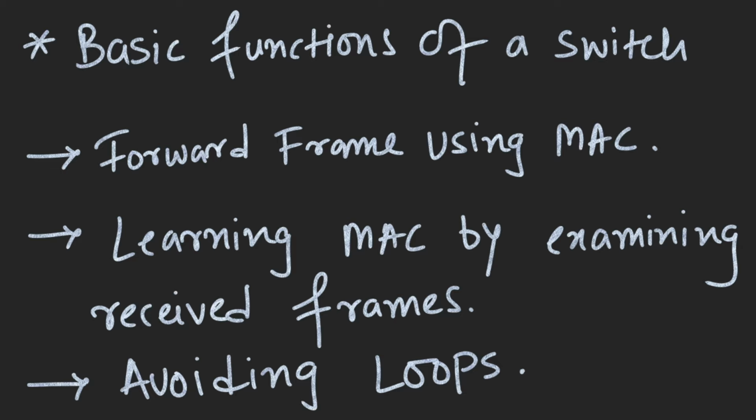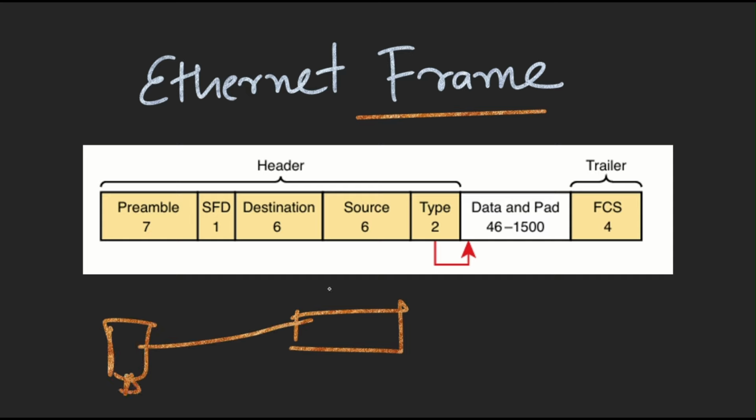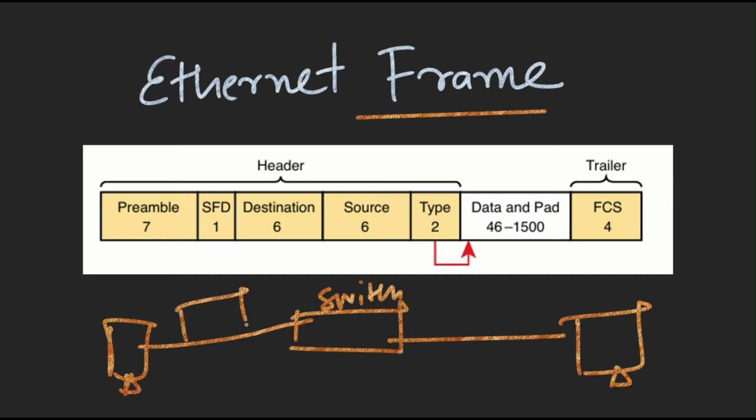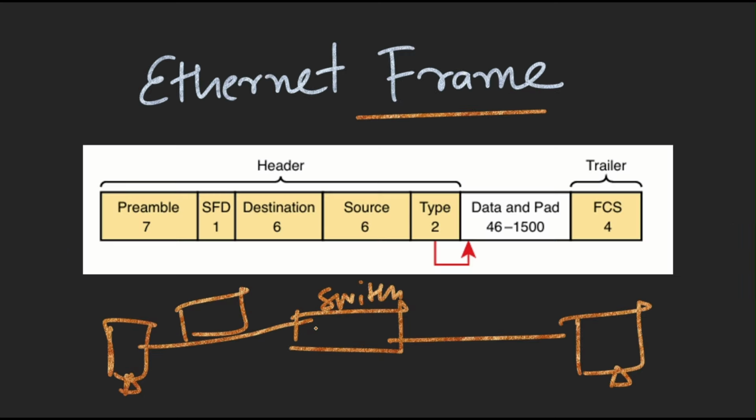Okay. Now the devices that are connected to a switch communicate using an Ethernet frame. So if a device is connected to this switch and the switch is again connected to some other device, if this guy wants to communicate with this one, it will send a frame which will have the address of this computer. And when the switch receives this frame, it does its first job, that is to forward the frame. Okay, to forward the frame from this switch to this computer.